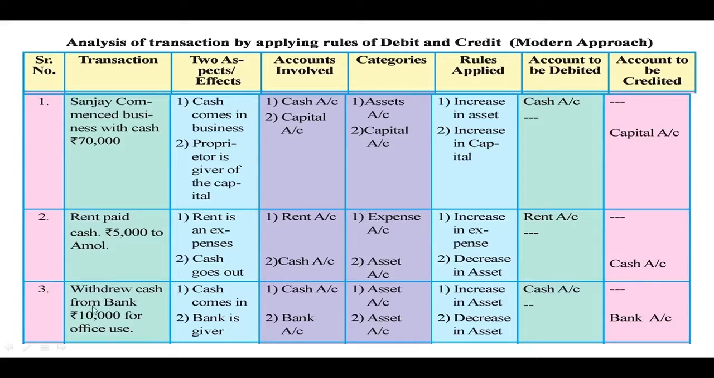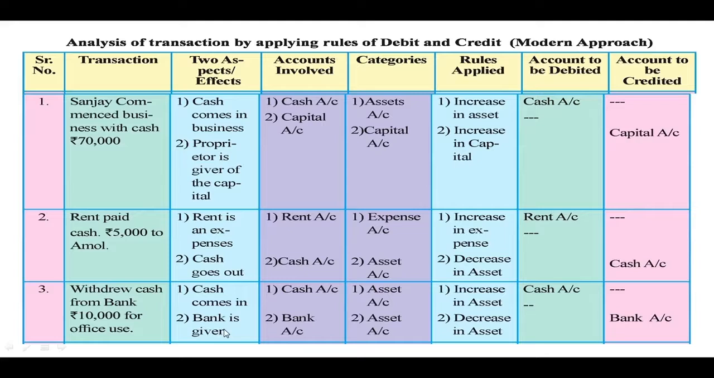Next, withdrew cash from bank rupees 10,000 for office use. This is the transaction. Cash of rupees 10,000 is withdrawn from the bank. So cash comes in the business. When cash is withdrawn from the bank, cash comes in the business. That is the first effect or aspect of the transaction. Okay, who is the giver? Second account which is involved here is the bank. Since the cash is withdrawn from the bank, bank is the giver. Bank gives cash to the businessman. So bank is the giver. That is the second effect.